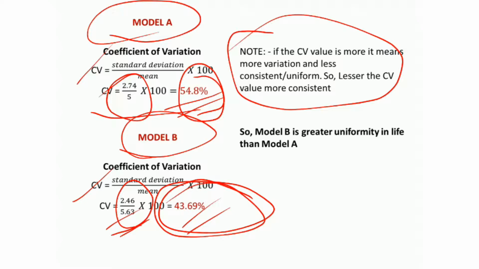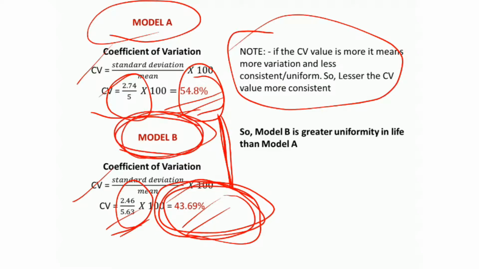In order to find the uniformity and consistency, you have to select the less variation. The less variation value is 43.69 percentage compared to 54.8 percentage of model A. So which model is better? Model B is better, with more conformity and more uniformity than model A. I hope you understood this.